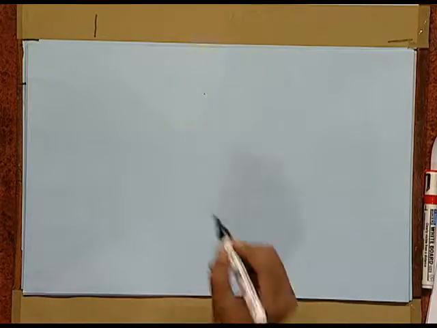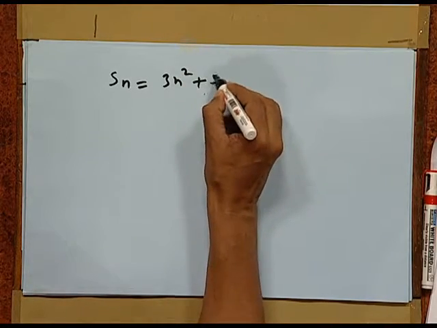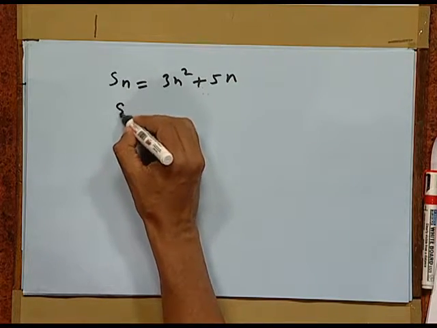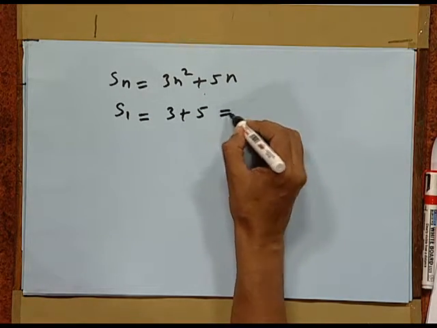Sometimes the series or sequence is not given directly, but the sum of n terms is given in terms of n. For instance, suppose you are given Sn equal to 3n square plus 5n. Now, at first sight, neither do we know a nor do we know d. So, usually we try to find first a and d and then proceed. Here, if you put n equal to 1, you get S1 is equal to 3 plus 5. It is nothing but the first term, that is a.